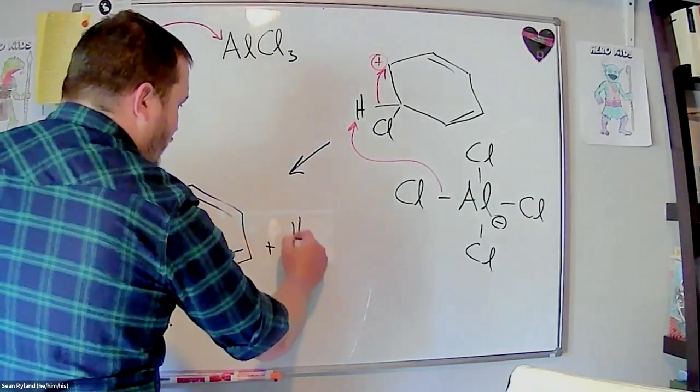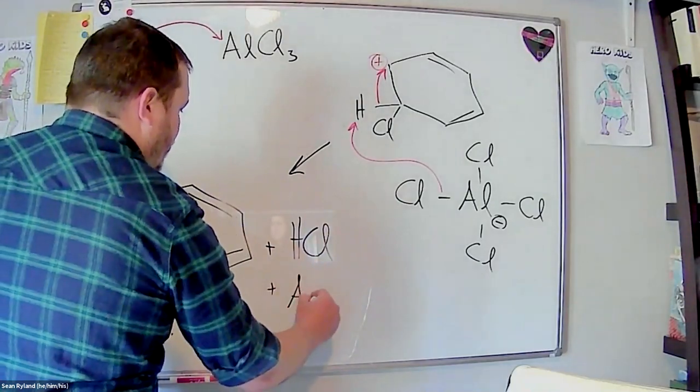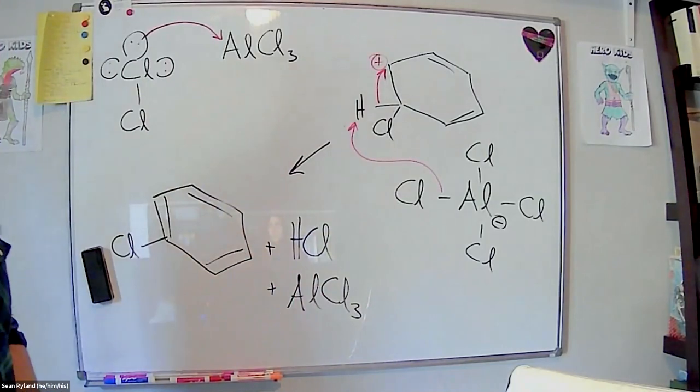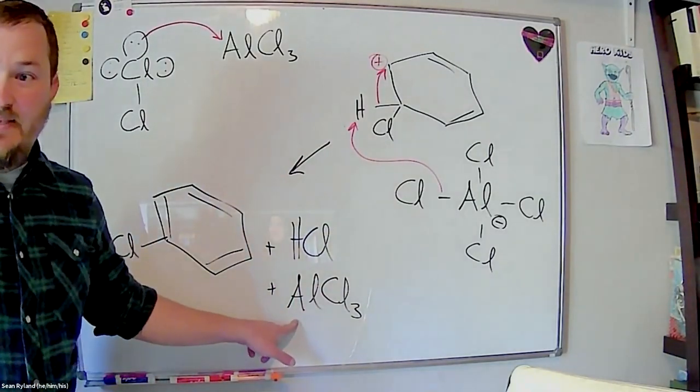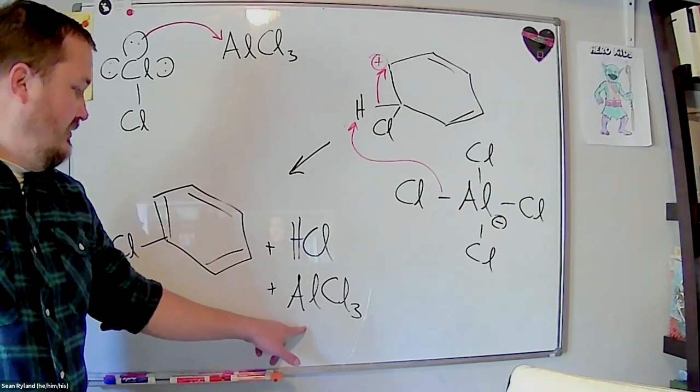And then the byproducts are we made HCl, and then we get that AlCl3 back. So that's what makes it a catalyst, right? That we remake it over the course of the reaction.